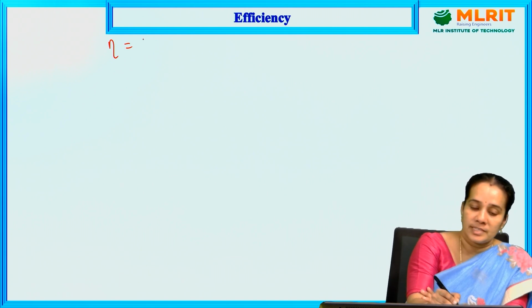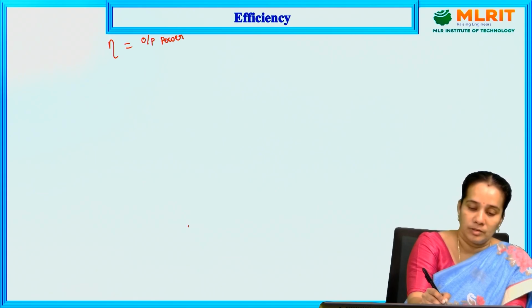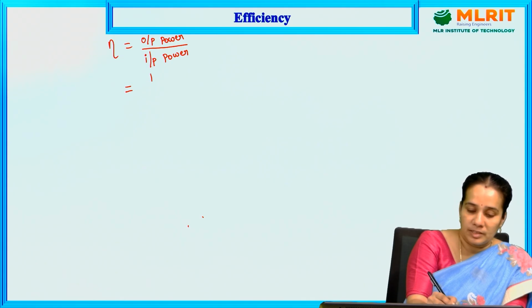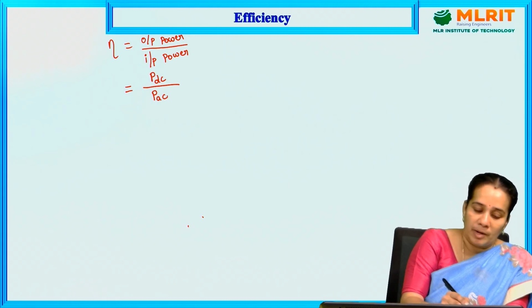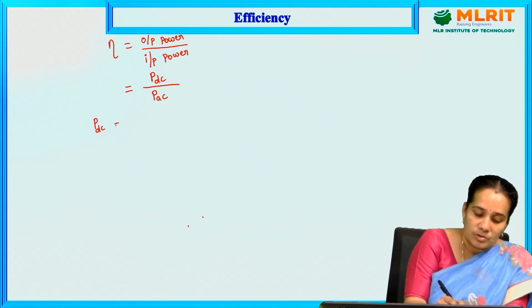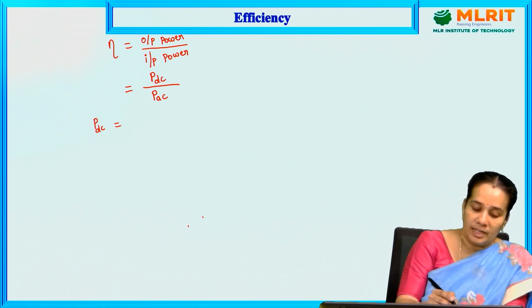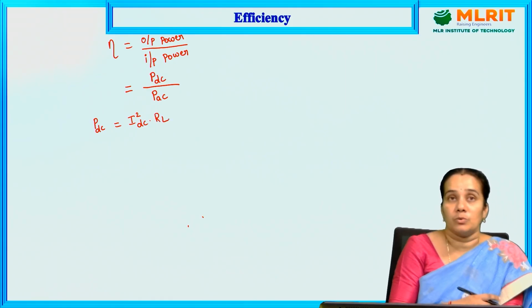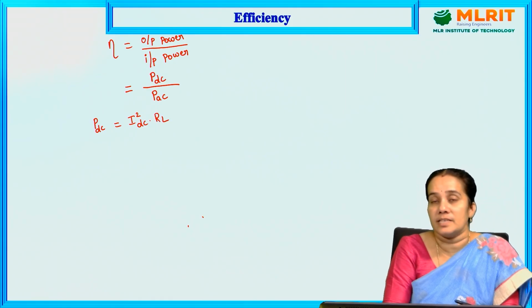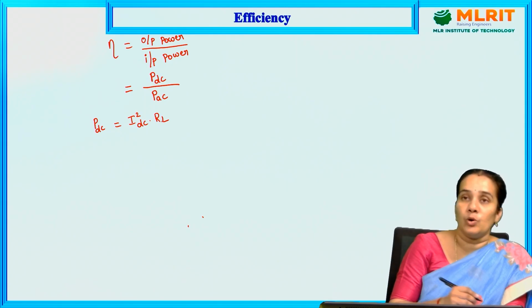So efficiency means it is the ratio of output power to input power. What is the output power for the rectifier? The output power is nothing but the PDC value, DC. And what is the input here? We are giving the AC input. So PDC and PAC. What is meant by PDC? What is the relation between power and current? Power is nothing but I square DC into RL. Here the DC is taken at the output, so we have to consider the load resistance RL.